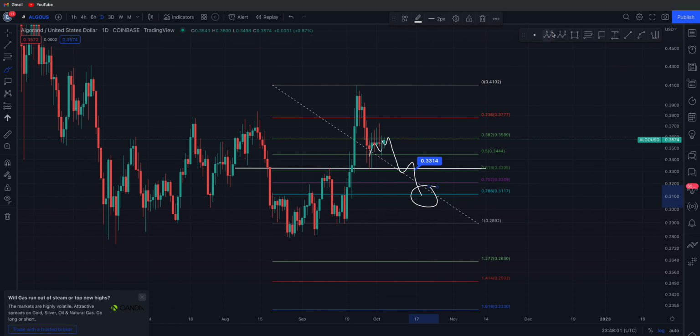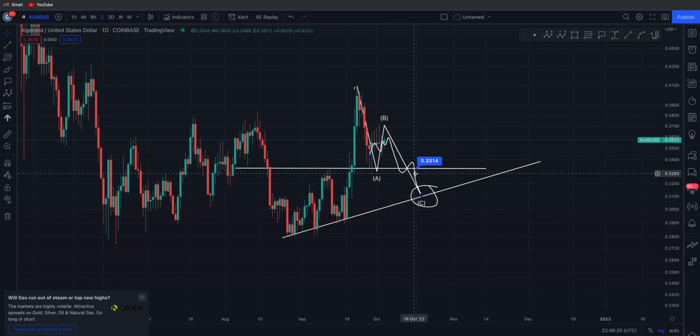Potentially what would be happening is you'd have this A, this B, and then a larger C wave down for support on this ascending level of support, which I've mentioned in previous videos. So potentially, if we lose 33 cents, we could see ourselves heading down to this sort of area here within this trend line, which is the 0.786 at a rough price of around 30 cents. Again, this trend line is ascending, so I can't give you the exact level, but it's within the 30 to 31 cent range.